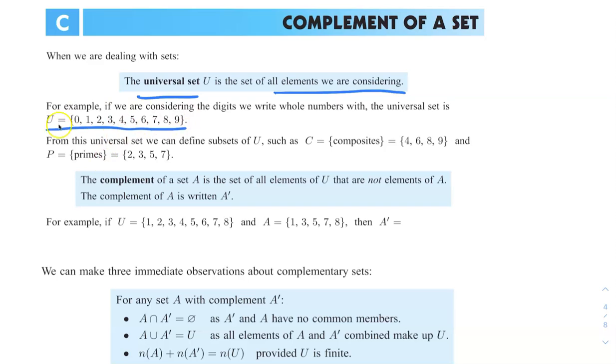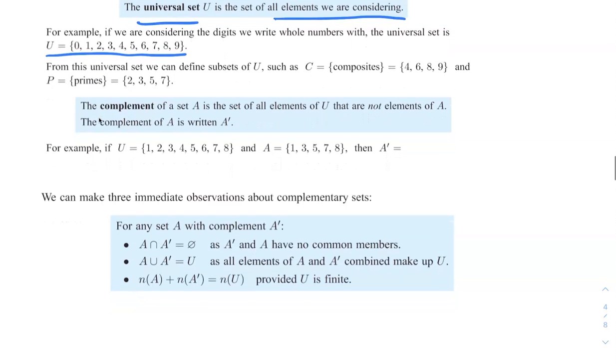Well, the only primes in this universe here are 2, 3, 5, and 7. Right? There's more primes. There's 11, there's 13. But the only ones I'm considering are these right here. So that's what the universe is. It narrows your window. It's the only thing we're talking about. Okay, so now that we know what the universe is, hopefully, we can talk about what the complement of a set is.